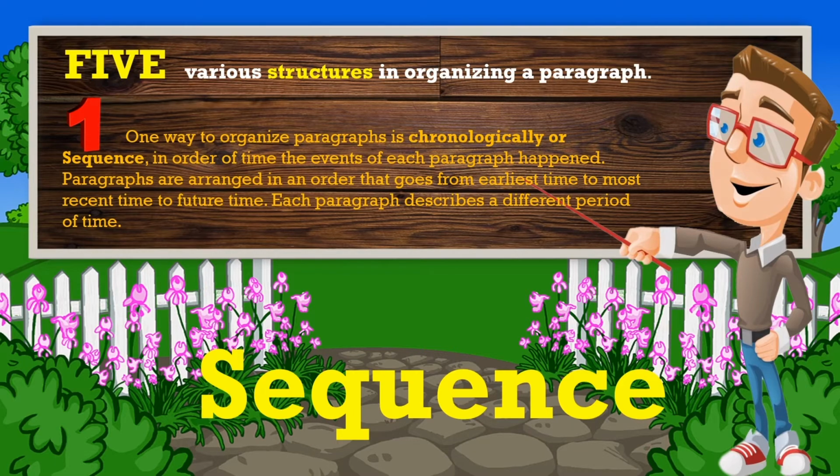One way to organize paragraphs is chronologically, or sequence. In order of time, the events of each paragraph happened. Paragraphs are arranged in an order that goes from earliest time to most recent time to future time. Each paragraph describes a different period of time.